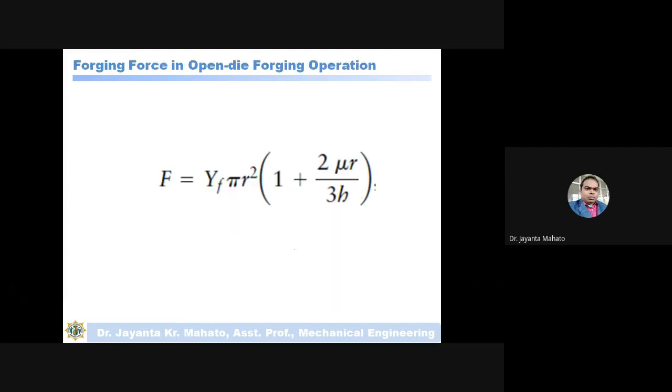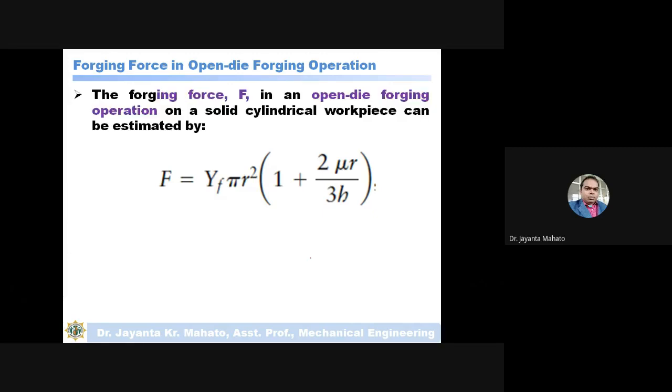Now forging force. So this is nothing but the forging force in case of open die forging operation. So just remember this is in case of open die forging operation. Open die forging means there is no guide way, means on the inside there is no guide way. So material can flow freely in the open die forging process.